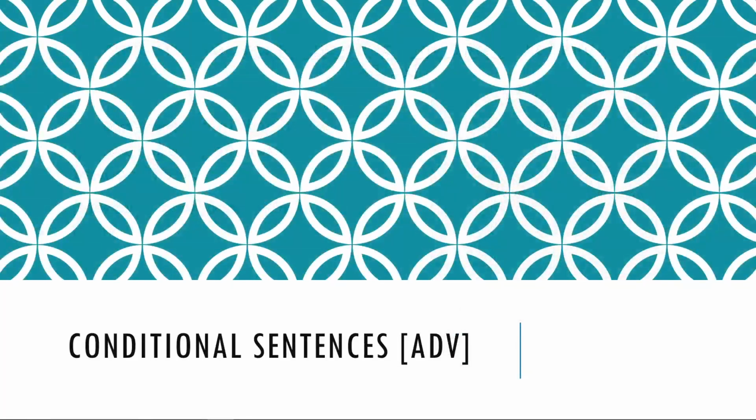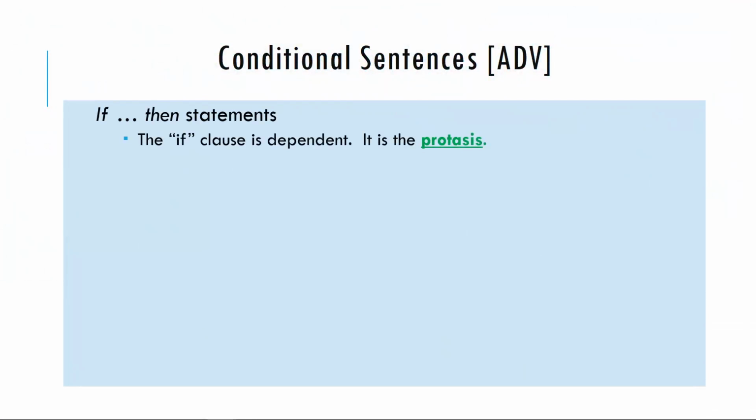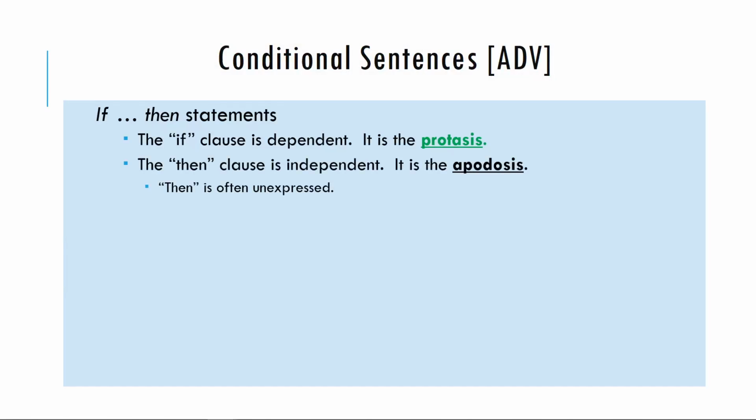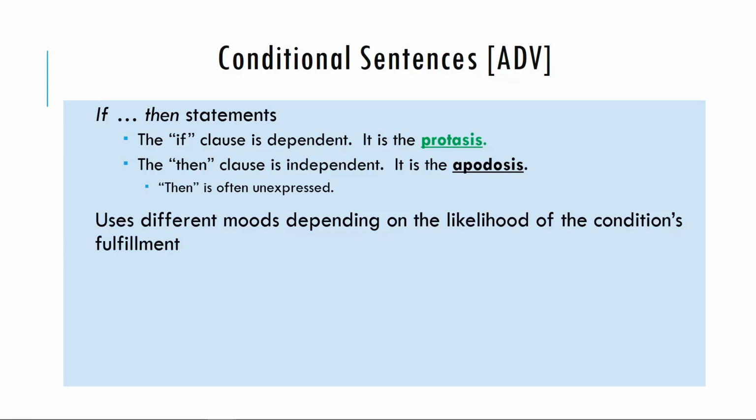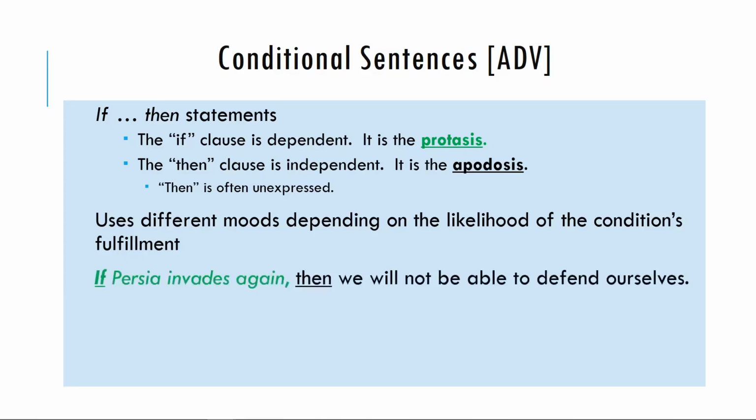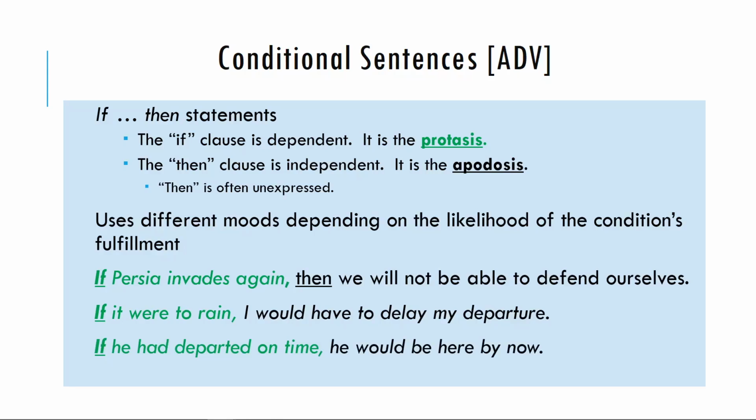Conditional sentences. There's a couple of kinds of conditional sentences that take the indicative. So remember, these are if-then statements. The if is called the protasis, and the then is called the apodosis, and that's the independent clause. And it uses different moods depending on how likely the condition's fulfillment is. So if Persia invades again, then we will not be able to defend ourselves. It's pretty much a statement of fact. If it were to rain, I would have to delay my departure is not so much. And if he had departed on time, he would be here by now is also less likely.